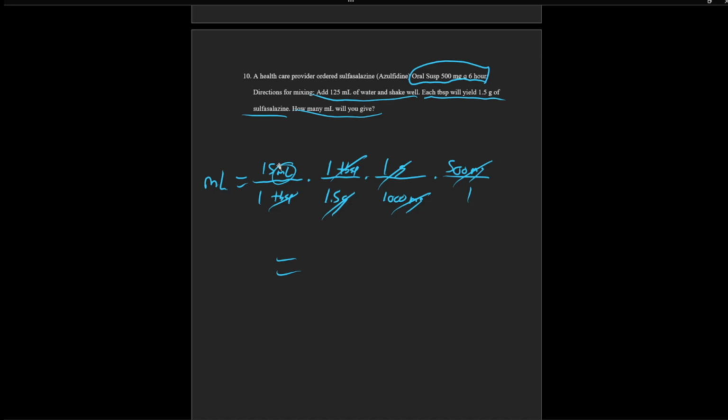Sorry, my calculator's not working now. All right, so we got 7,500 over 1,500 equals 5 milliliters, which is also just 1 teaspoon.